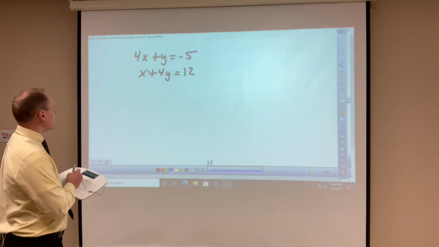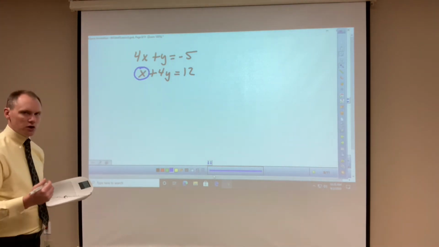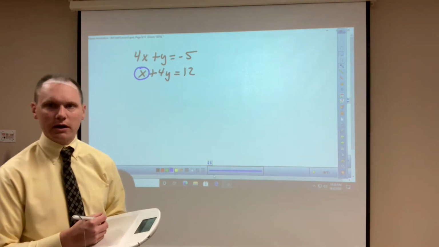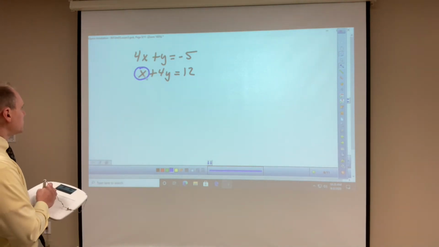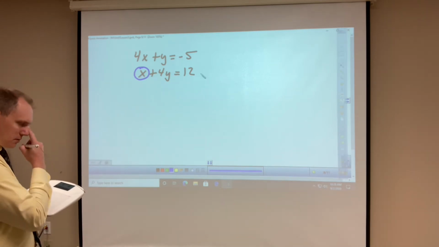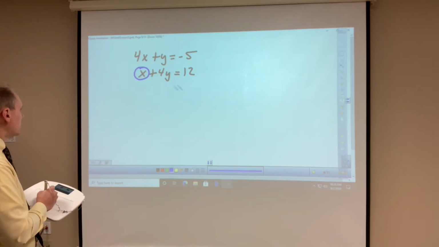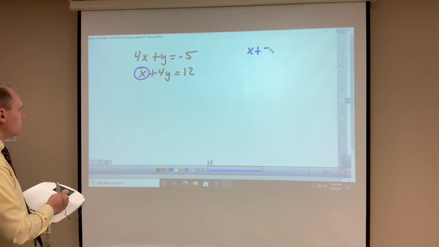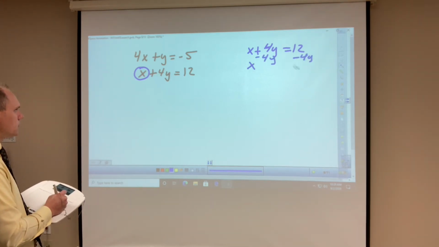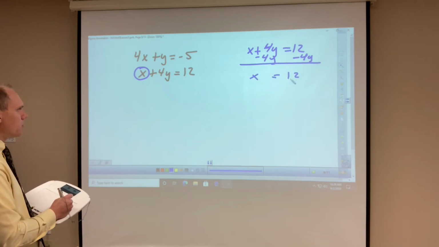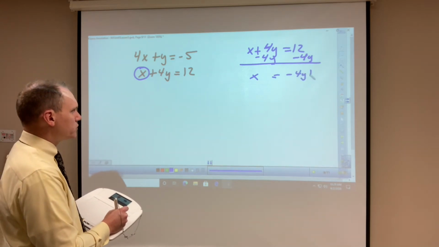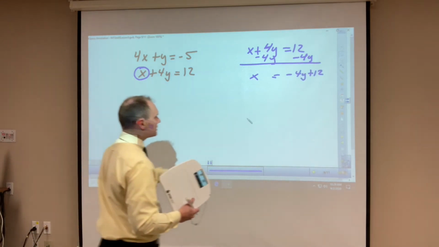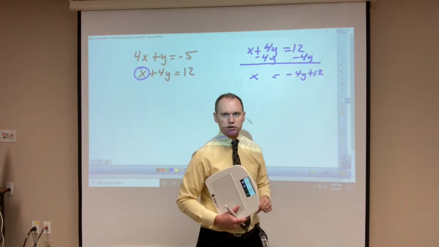I'm going to go ahead and go with this x here to show you that we don't have to solve for y, we could also solve for x. So let's go ahead and solve for x here. If we do that, we're going to get x equals, subtract 4y from both sides. So we're going to get x equals 12 minus 4y, or you can do negative 4y plus 12. Either way is fine. So we know that x is equal to this expression right here.